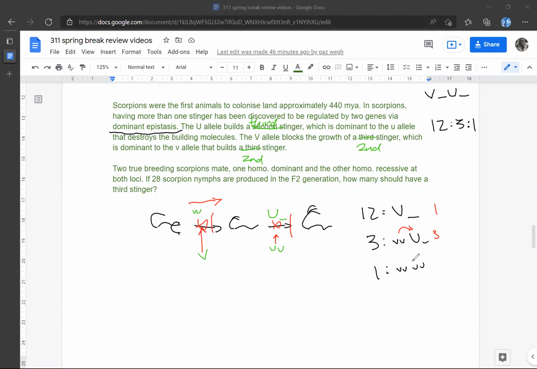And here we see that, once again, we are not stuck at the V locus because the epistatic gene is showing the genotype that will allow us to proceed through this pathway. And moving on to the hypostatic locus, we see the genotype that does block this pathway. So we did proceed through here, but we're stopped here. So we're stuck at 2 stingers.